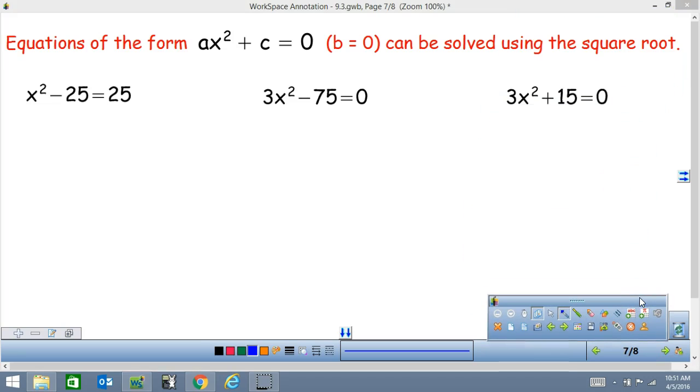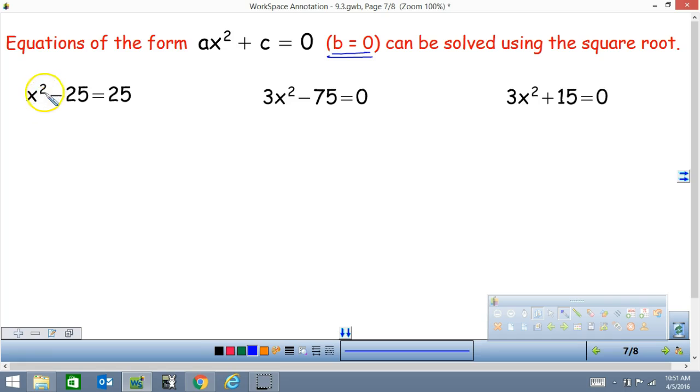So to solve equations of the form ax squared plus c equals 0, that is, when b equals 0, there's no b term, these equations can be solved using the square root. And this is how we do it.